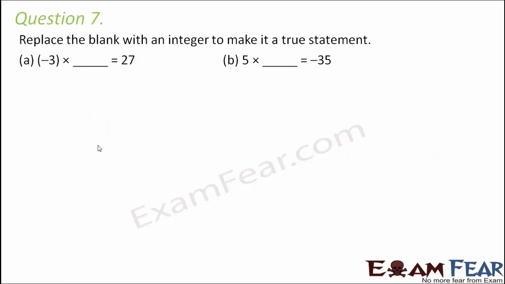Replace the blank with an integer to make it a true statement. Minus 3 into blank is equal to 27. So you see, this is negative, but the product is positive. That means this should also be negative, only then the product would be positive. So 3 into 9 is 27. In this case, this is positive and this is negative. That means this has to be negative, and 5 into 7 is 35. So this would be minus 7.